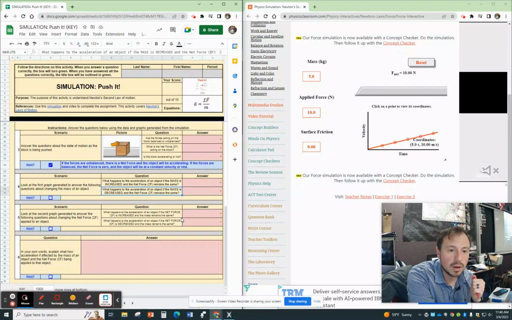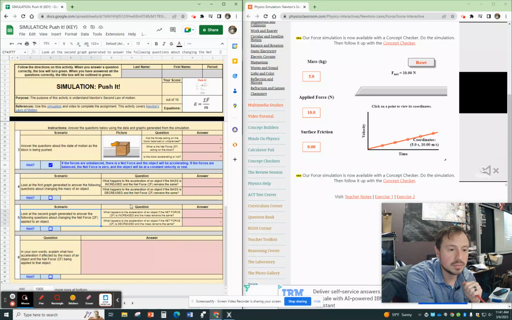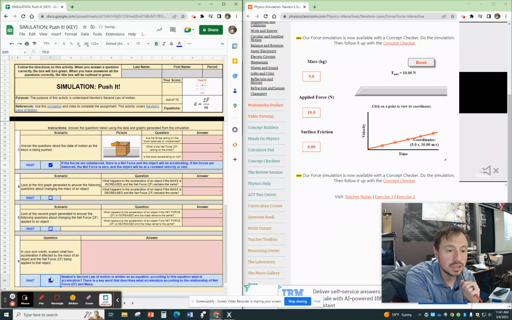The next one says, what happens to the acceleration of the object if the net force is increased and the mass remains the same? And the next one is what happens to the acceleration of objects if the net force is decreased and the mass remains the same. So once again, increase, decrease, remain the same. And the last question just sort of sums it up. In your own words, explain how acceleration is affected by the mass of an object and the net force being applied to that object. So this all has to do with Newton's second law.